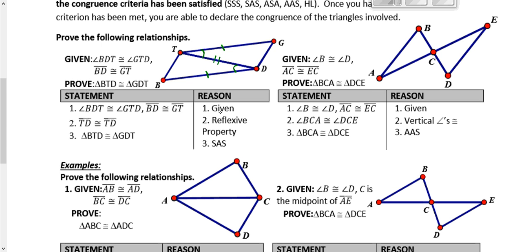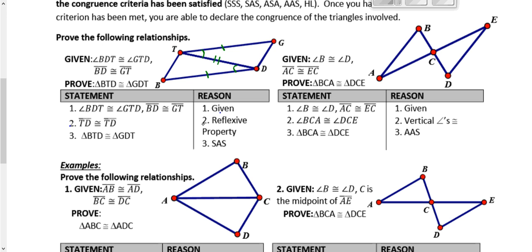Now we start writing down the things that we found. What was it that we found? We didn't find the reflexive property; we found TD congruent to TD. So that's our statement, statement 2. Now, what justifies being able to make this statement? Reason 2: reflexive property. See how the proof goes? First you make a plan, then you make a statement, and every statement has a reason.